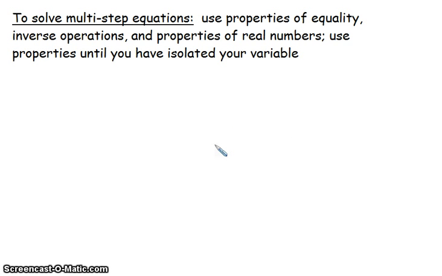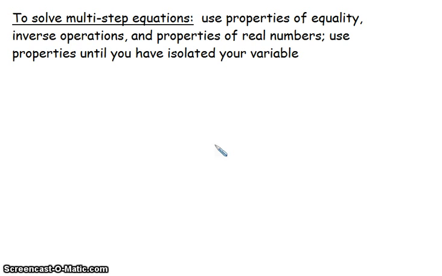And in order to solve multi-step equations, we've got to think about all the properties we've discussed so far. We've got the properties of equality, which are if you add a number to one side, you have to add a number to the other side of the equal sign. So keeping the equation balanced on either side of the equal sign. Then also we have our inverse operations, where the opposite or the inverse of addition is to subtract, and multiplying is division. And then we also have our properties of real numbers.